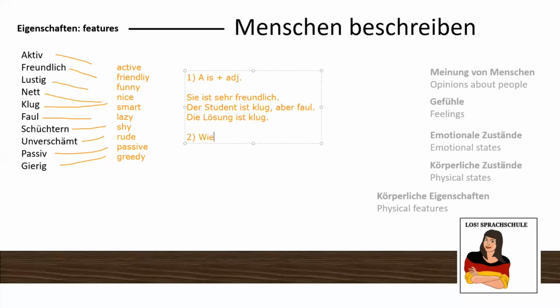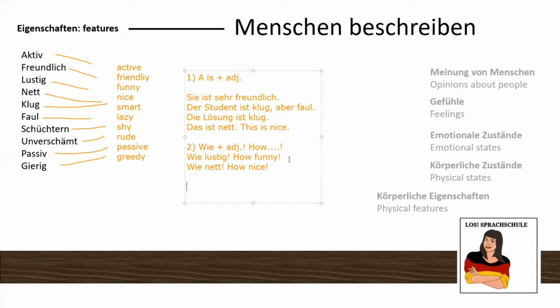Second option, wie plus adjective. This is the same as in English, how something. Wie lustig, how funny. It's like expressing your opinion about something. Wie unverschämt, how rude, stuff like that. And of course, das ist, that is. Das ist nett. This is nice. Or you can say, wie nett, how nice of you or of that or whatever. Wie nett, how nice. So, two options we already have.